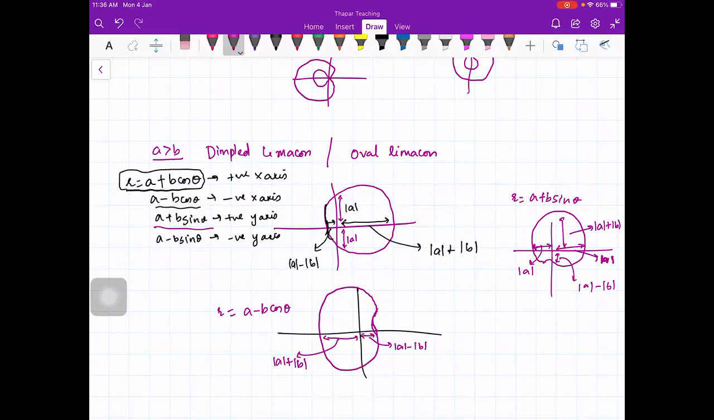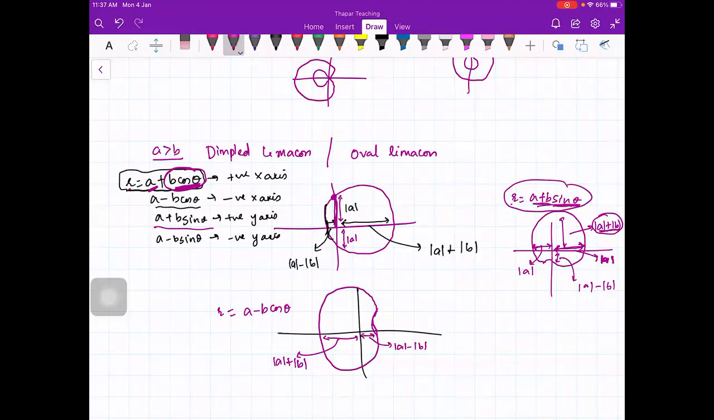You can see here, when theta will be pi by 2, what will be the value of r? It is a, right? Can you see? So theta pi by 2 means here. So this distance is a. And if you plot this, when theta is 0, at that time r is a. So that is why you'll get this. And when theta is pi by 2, you'll get a plus b, so that is mod a plus mod b. Can you see? Yes ma'am, got it.